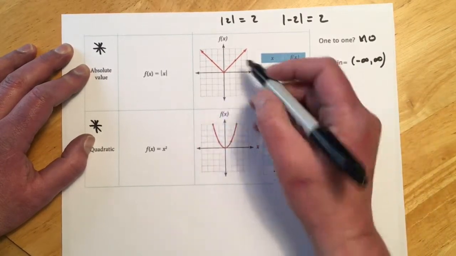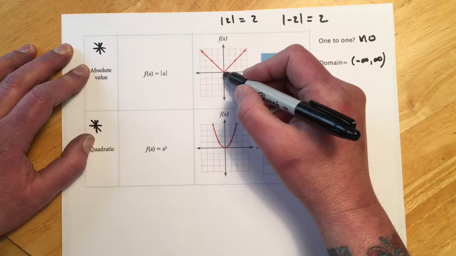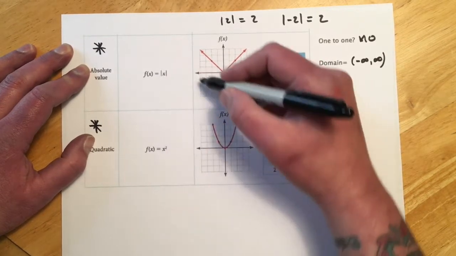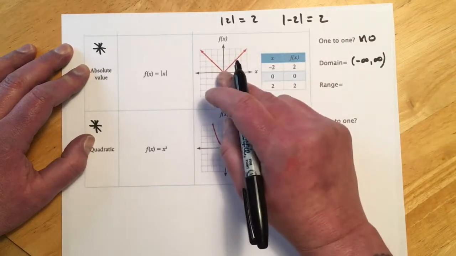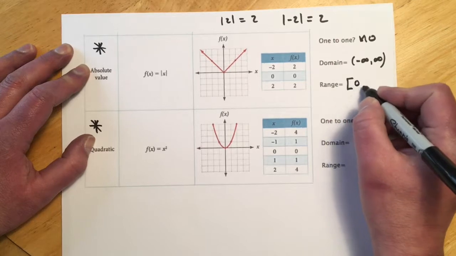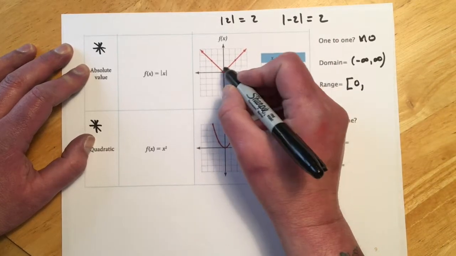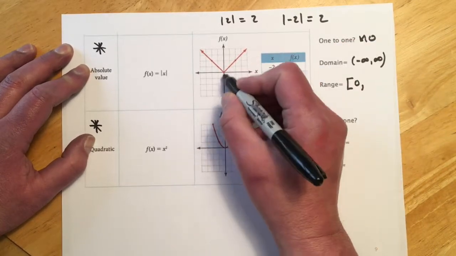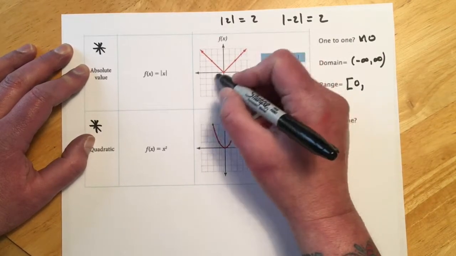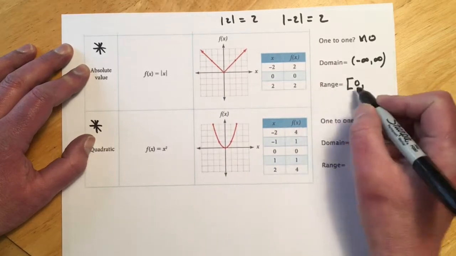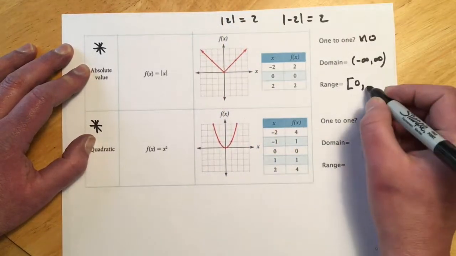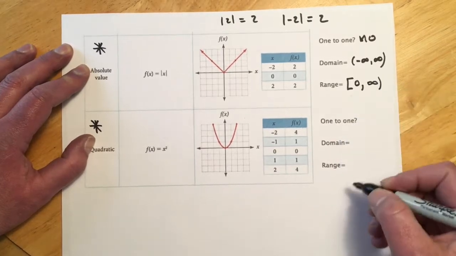The range on this one's a little different. The lowest this graph ever gets is 0. So if I do absolute value of 0, it's 0. But anything negative comes out positive. So the bottom of my graph is going to be at 0. So I'm using a bracket, remember, to include the 0. Sometimes people ask, if there isn't a dot, does it still count? Yeah, the line is an infinite number of dots, so we want to include 0. And then our graph goes all the way to infinity, so we'll do infinity on that side.